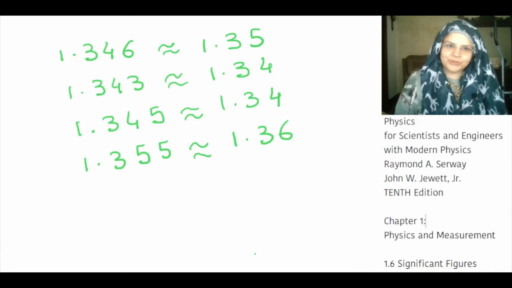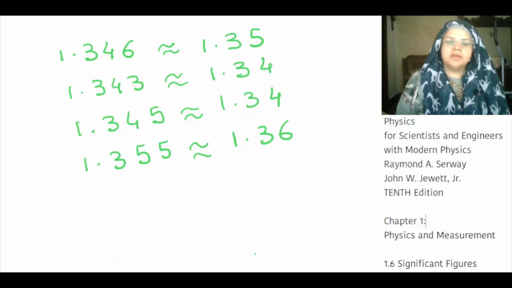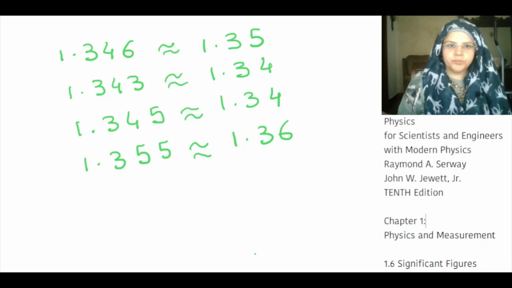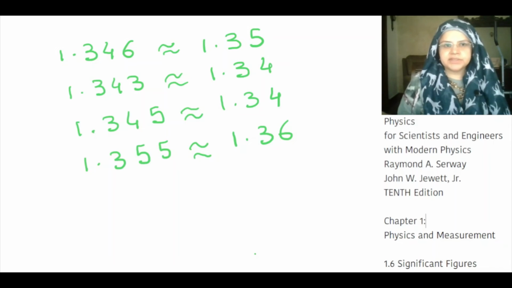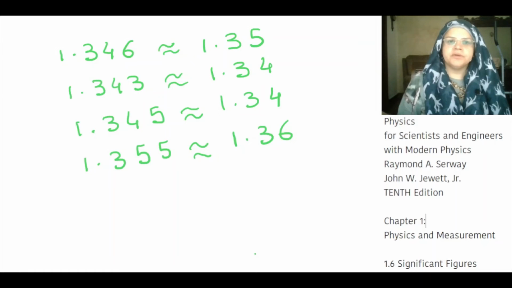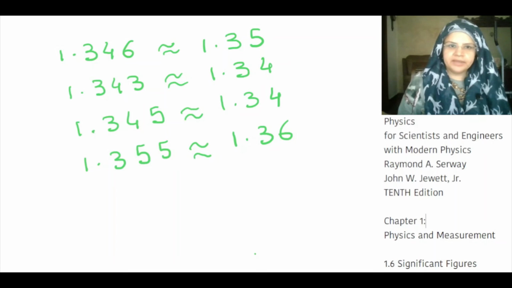The number 1.346, the last digit is greater than 5, therefore we will round it to 1.35. If we consider the number 1.343, the last digit is less than 5, therefore we will round it off to 1.34. If we have the number 1.345, we will round it to the nearest even number, that is 1.34. If we have the number 1.355, we'll round it to the nearest even number, that is 1.36.